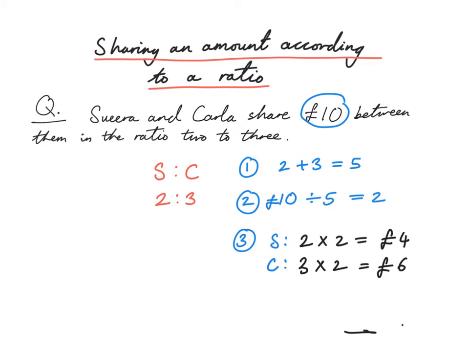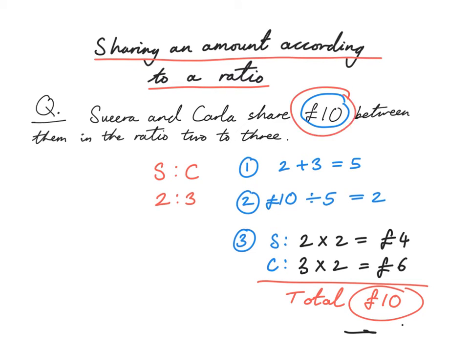The last thing we need to do is to check that the amounts we've worked out add up to the total amount of £10. Well, as you can see here, clearly 4 plus 6 is £10, which adds up to the total amount. So that's how we know that we've done the question correctly.